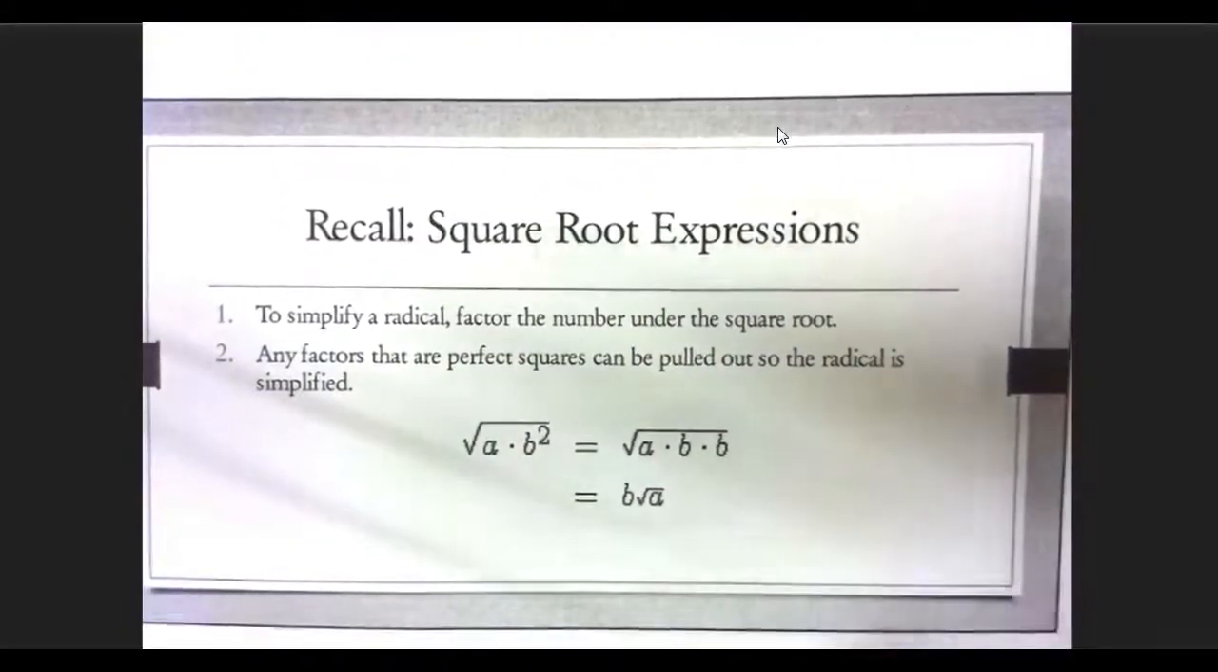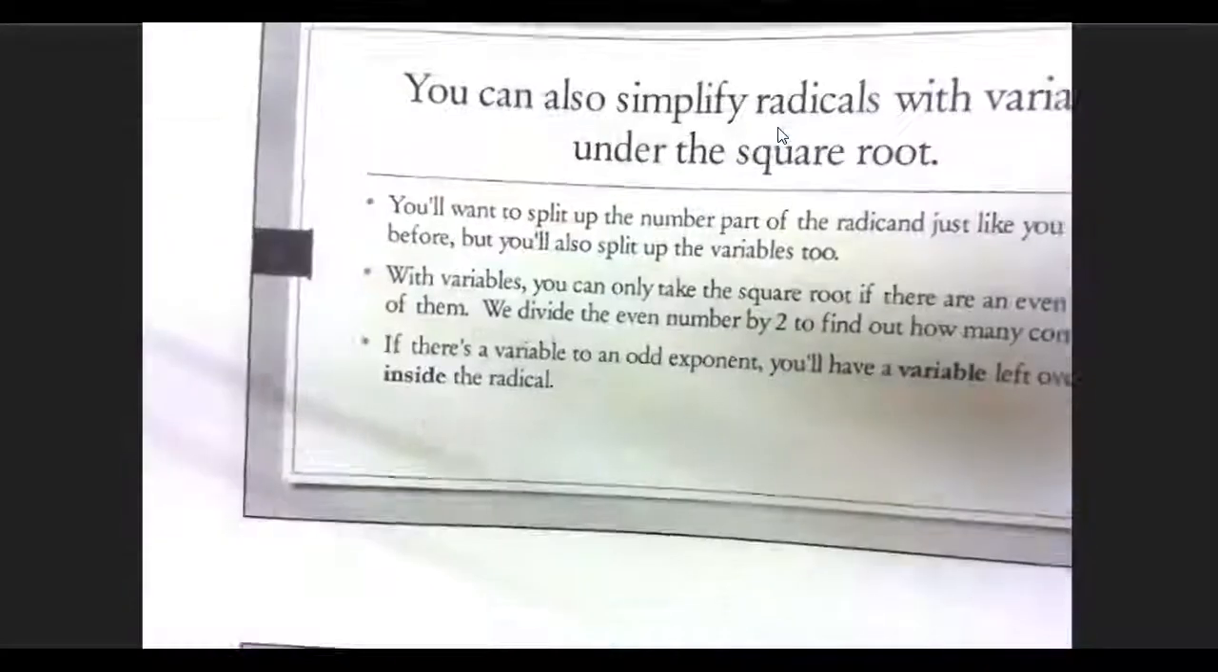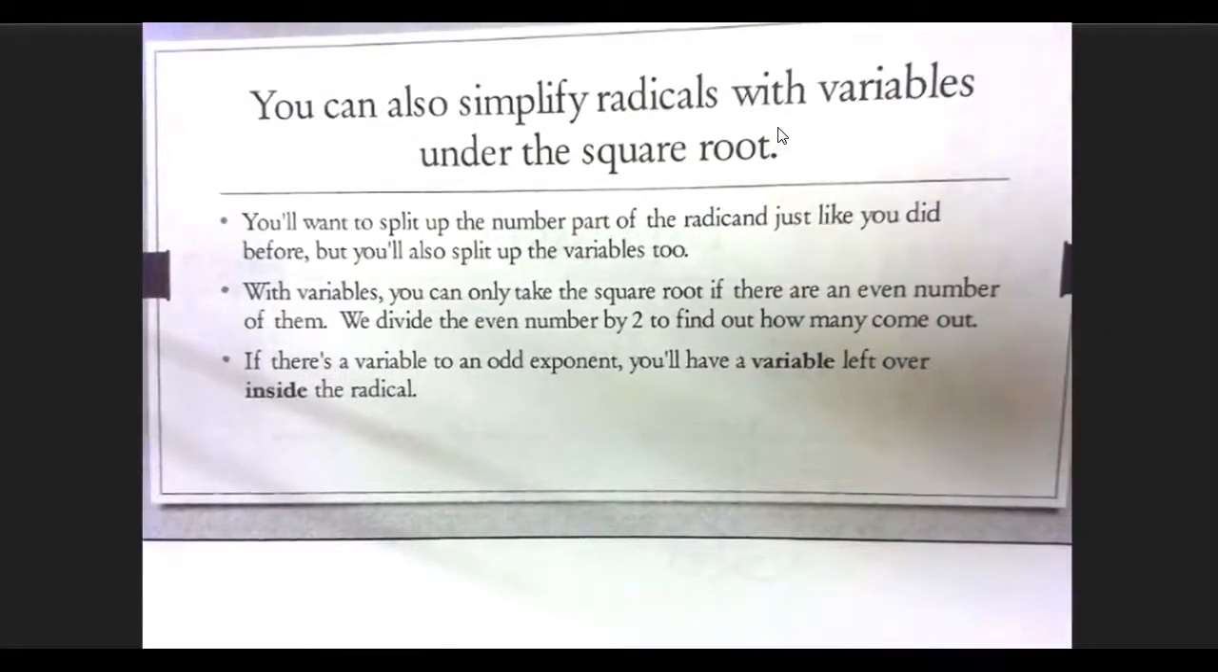Best way to learn math is to do math. So what we're going to do is follow these steps. We're going to split up the number part and the radicand. So we're going to split up the number and the variables. With the variables only, you're going to look for even or odd numbers. Even numbers will be divided by 2 and come out as that number. Odd means you always have 1 left behind. So even come out nicely, odd do not.